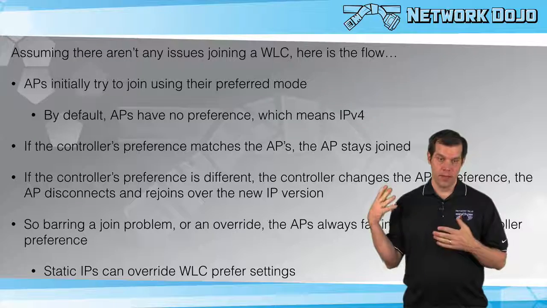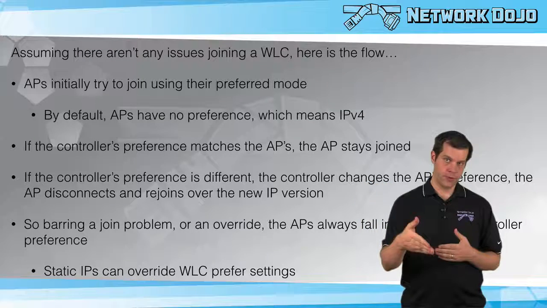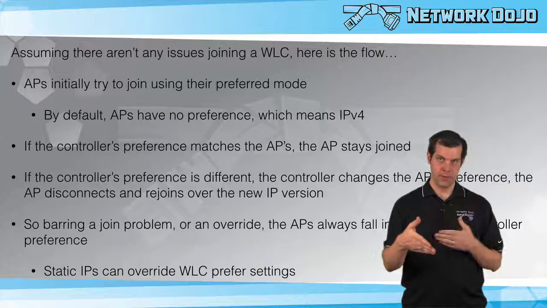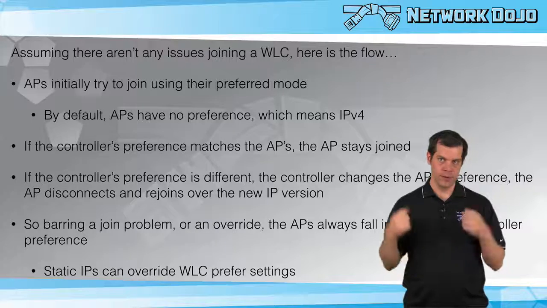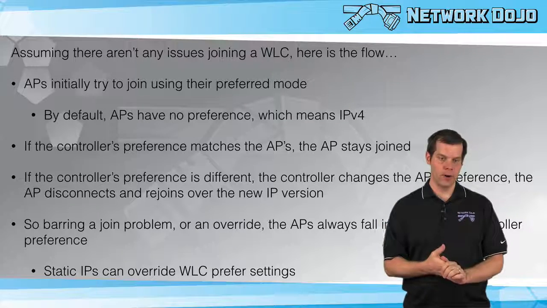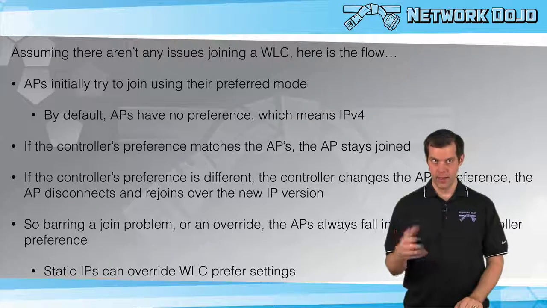So let's say that the AP preferred v6, and it joined via v6. The controller preferred v4. Okay, the AP disassociates, tries to join via v4, but that fails for whatever reason. It'll go back to v6.